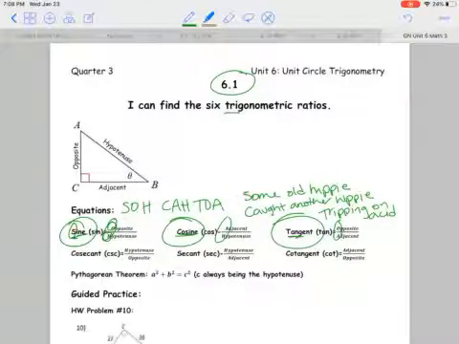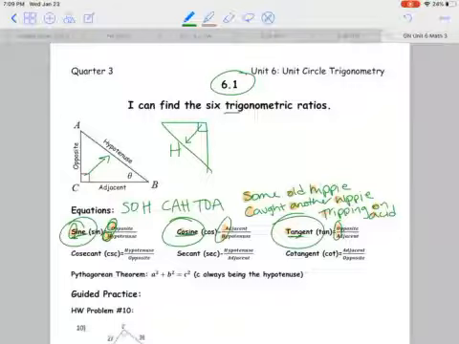So again, you're looking at the first letter. So like here, S-O-H, C-A-H, T-O-A. And then the other key thing is remembering which side goes where. Okay. So the trick is the right angle always gives you the hypotenuse across it. So even if my triangle was like this, this is always the H.